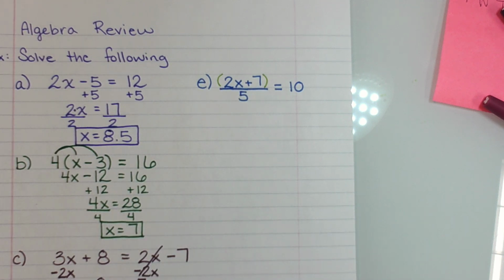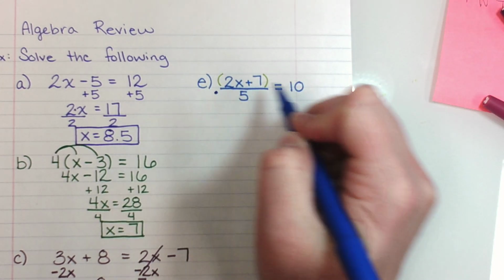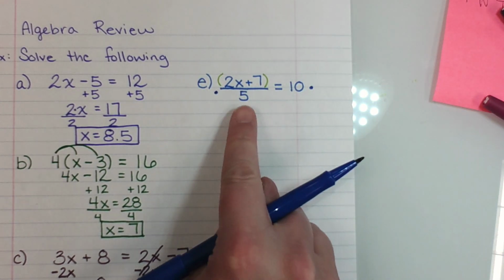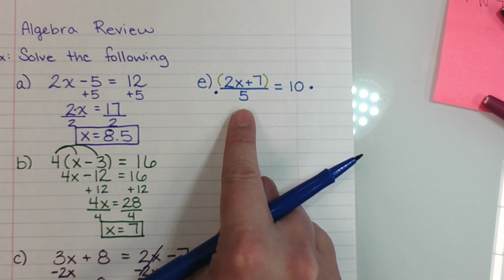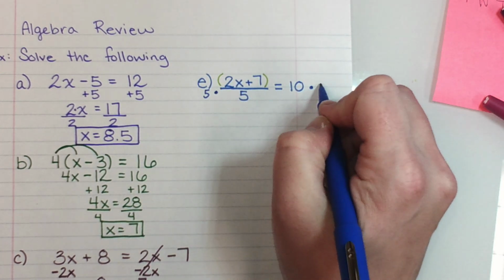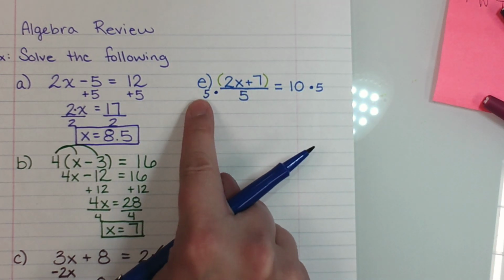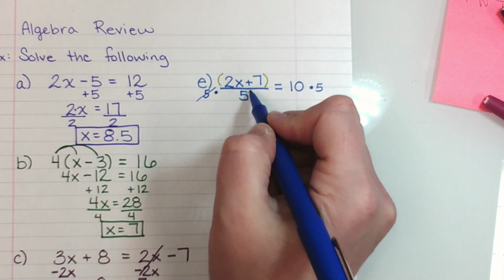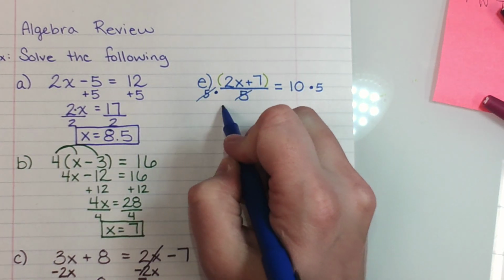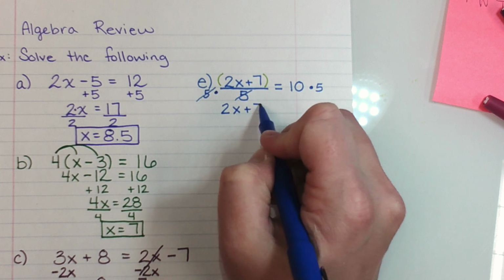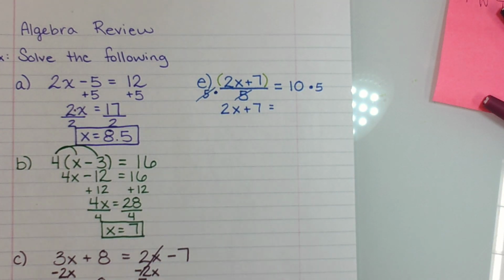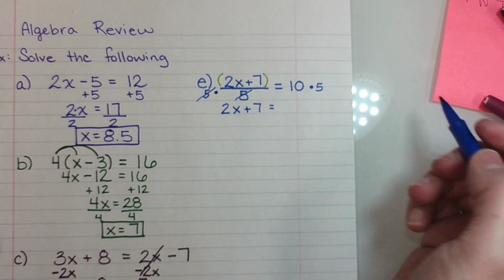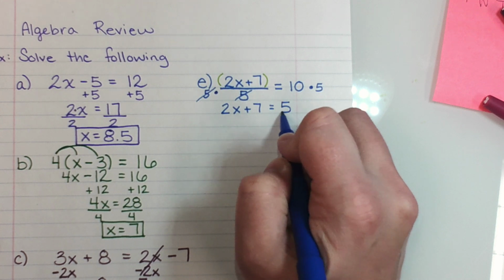We have to undo the fact that it's getting divided by 5. Opposite of divide is multiply. So I multiply both sides of the equation by the thing it's being divided by, in this case, 5. On the left side, the times by 5 and the divide by 5 will cancel one another out. And then I'm left with the 2x plus 7. The parentheses can now disappear. Equal to 10 times 5 is 50.